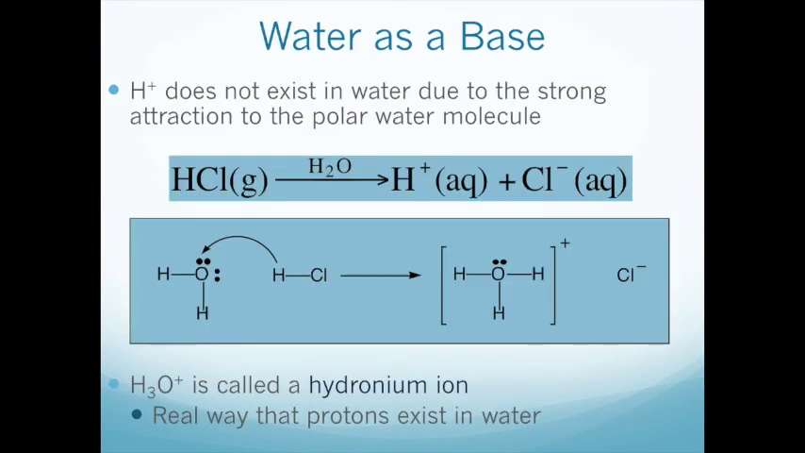Now this brings in the idea of water as a base. H+ does not exist in water because the strong attraction of the polar water molecule causes the H+ to become bound to water molecules. And this is seen in the example of hydrochloric acid dissolving in water. The H+ ion is attracted to one of the lone pairs on oxygen and forms a covalent bond, which then leaves behind a positively charged H3O+ ion and the negatively charged chloride ion. This is how protons generally exist in water, and this is called hydronium.